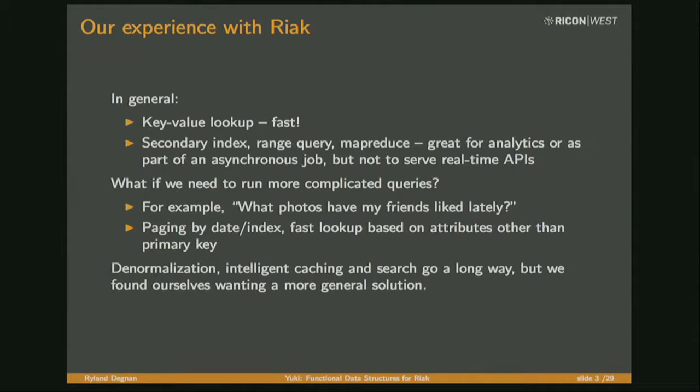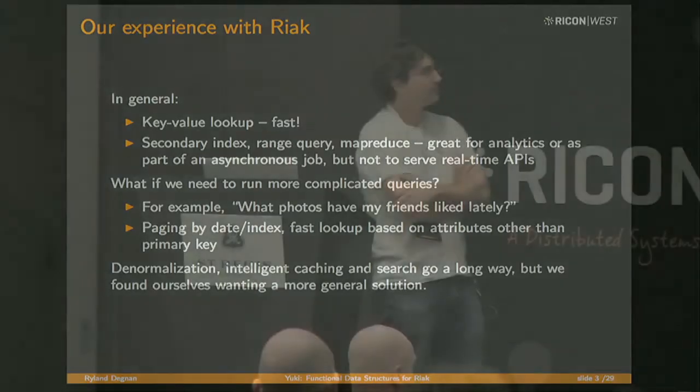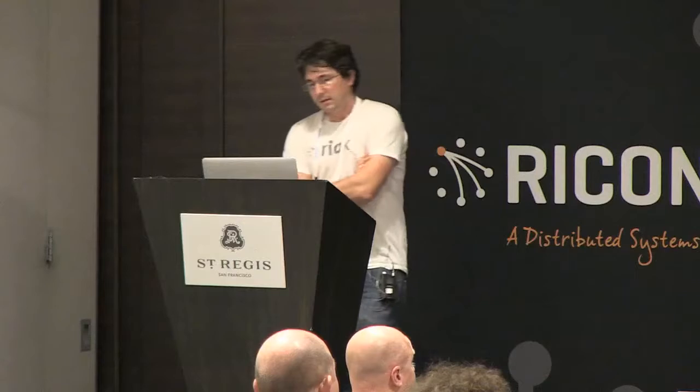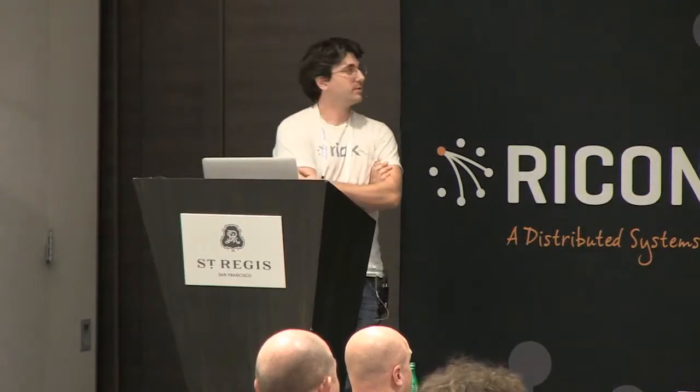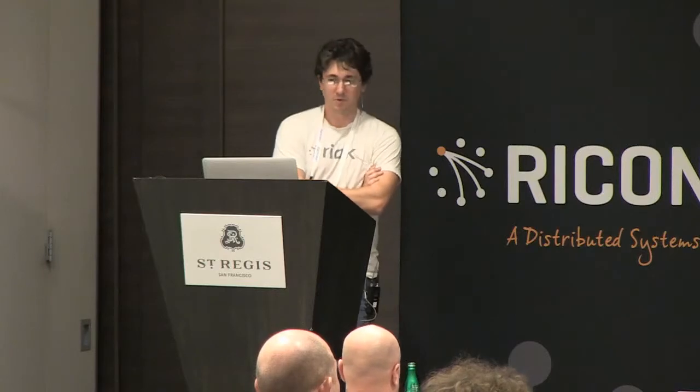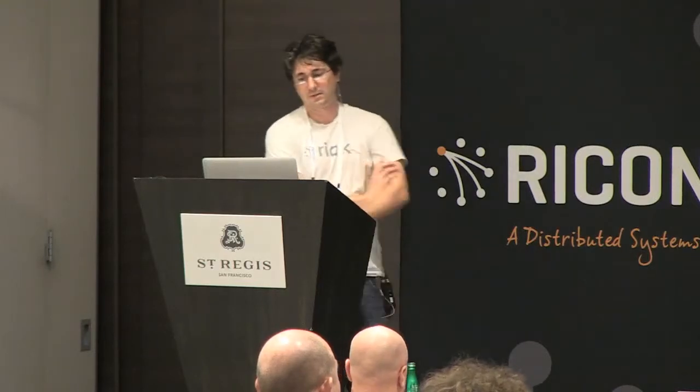For example, you have a set of friends and you want to know, which photos have my friends liked lately? Maybe you have one friend that's been really active lately with a whole bunch of photos, and the other ones haven't logged in for a while. You want a quick way of making that query without going to every friend and searching through all of the photos they've liked and combining that all in memory. So denormalization, caching, and search can go a long way, but we found ourselves wanting more direct access to the actual data.